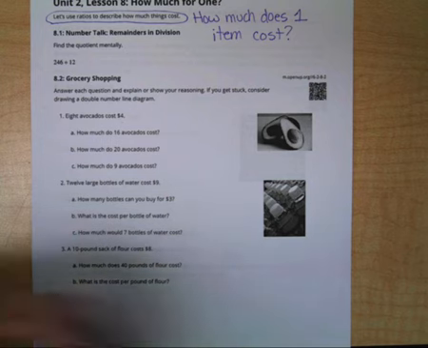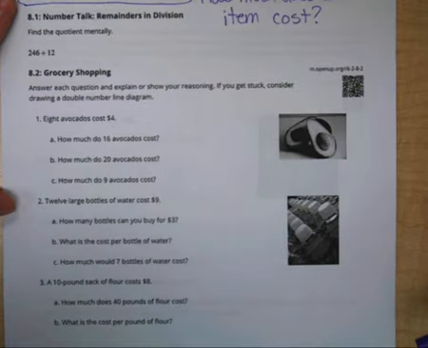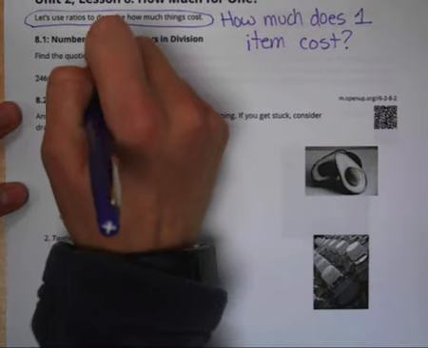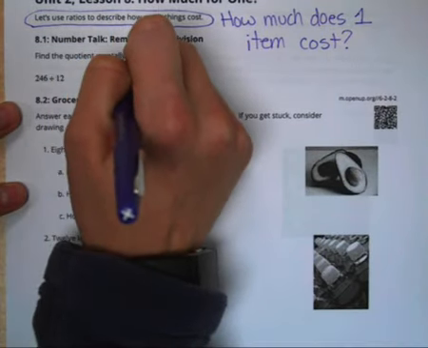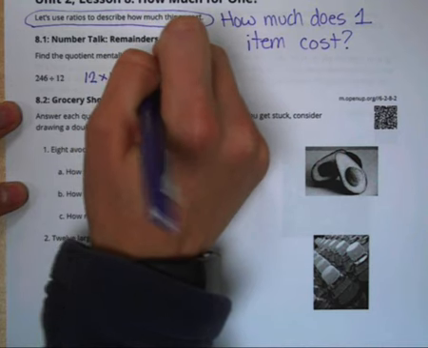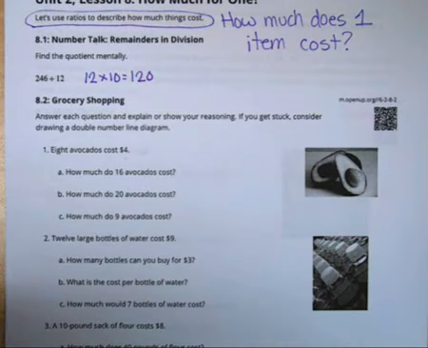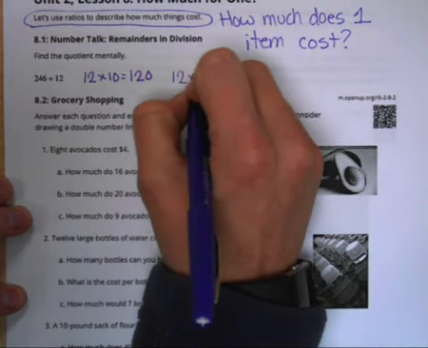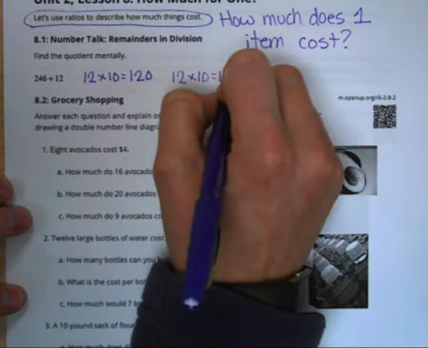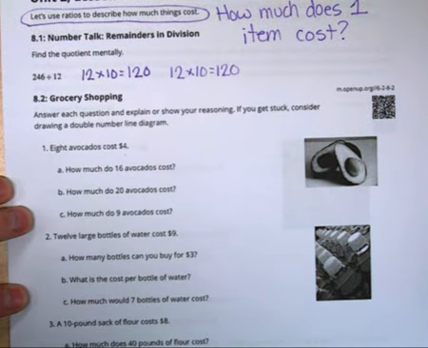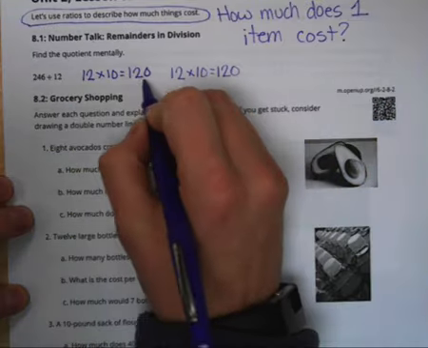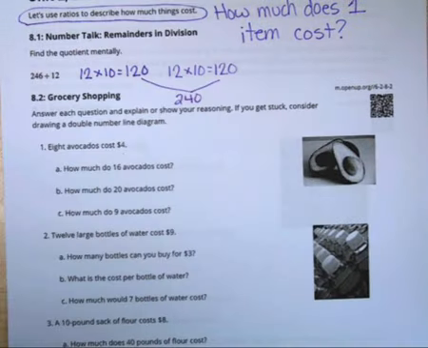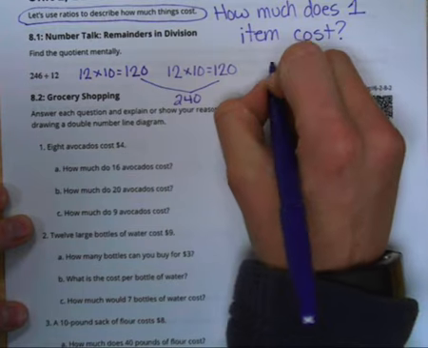You might look at that and think, wow, that seems kind of intimidating and a little scary. But let's use what we know. We know that 12 times 10 is 120. So far we have 10 groups. If we do another 10 groups, that gets us to another 120. 120 plus 120 is 240. And then that means that we have 6 left over.